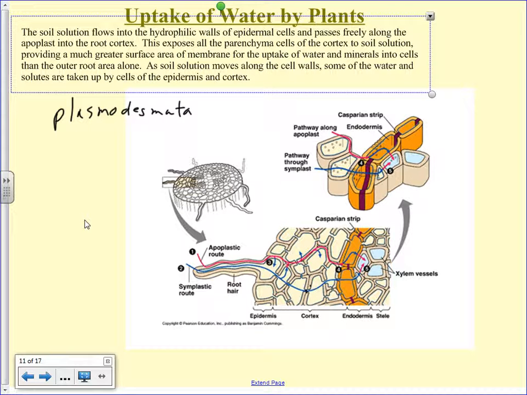All right, so soil solution flows through the hydrophilic walls of epidermal cells, hydrophilic meaning water loving, and passes freely along the apoplast of the root cortex. Apoplast is basically the sides of the cells there. Soil solution moves along them. Some of the water and solutes are taken up. Now, we want the solutes to get taken up by these cells because we need the solutes to stay there. Why do we need the solutes to stay in here?